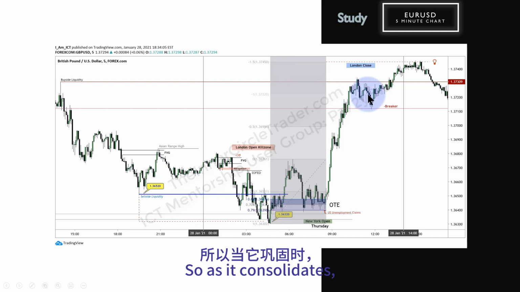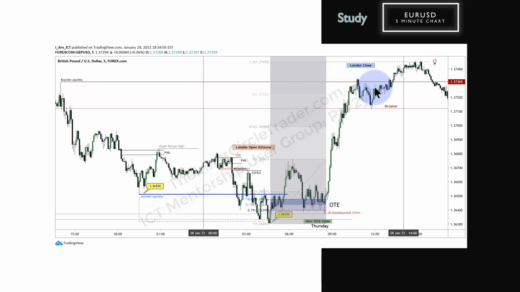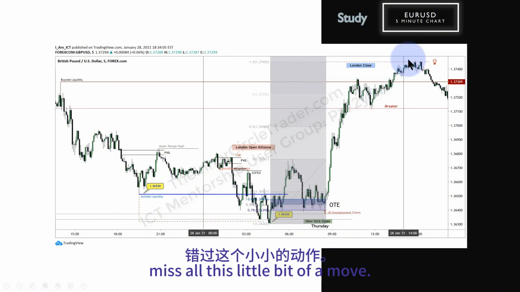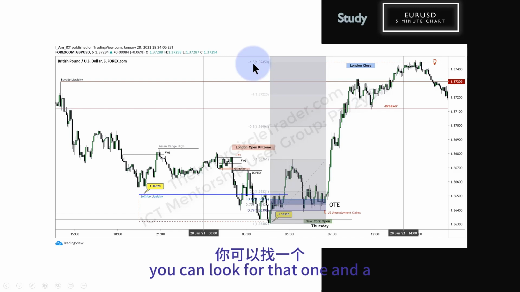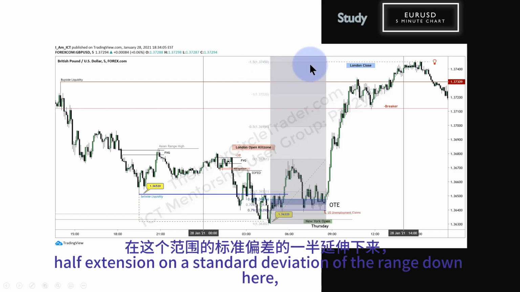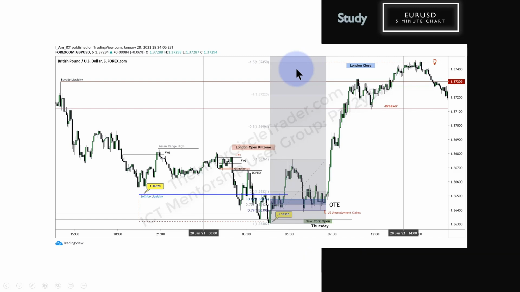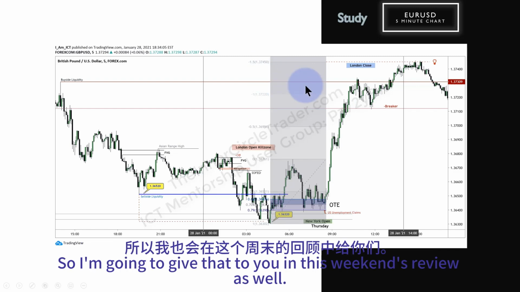So as it consolidates, once it gets to this point here, I personally would not be in the market. You know, say this was like February, March, April. I would not be in here, and I would miss all this little bit of a move. Okay, but if you felt like you wanted to hold a small piece on, you can look for that 1.5 extension on a standard deviation of the range down here, just like I teach on the YouTube channel. And I know some of you are wanting to see the settings on this Fibonacci, so I'm going to give that to you in this weekend's review as well.